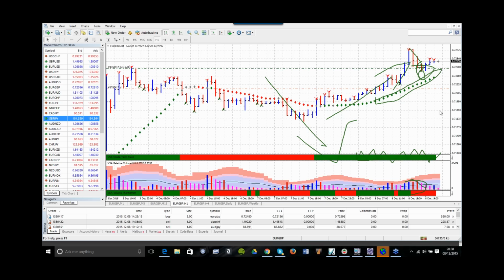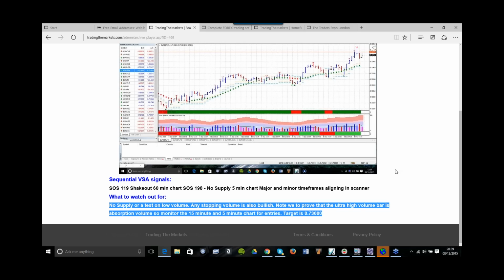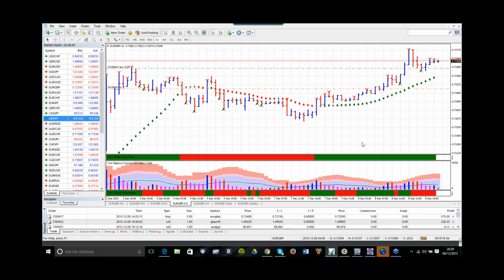Now, it's very interesting because I had an email from a customer who traded a lot of contracts in here today. Significant. And let's go and have a look again at what we look for. What to watch out for? No supply or a test on low volume. Any stopping volume is bullish. Note that we have the ultra high volume up bar. It could be absorption volume, so we monitor the 15-minute and 5-minute charts for entries.